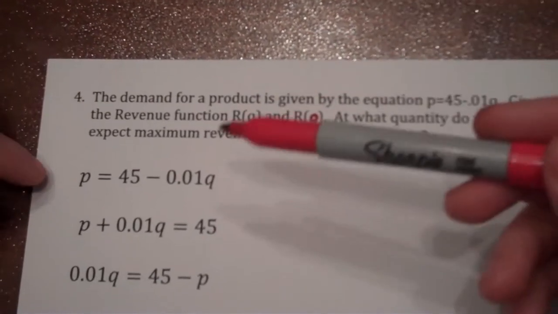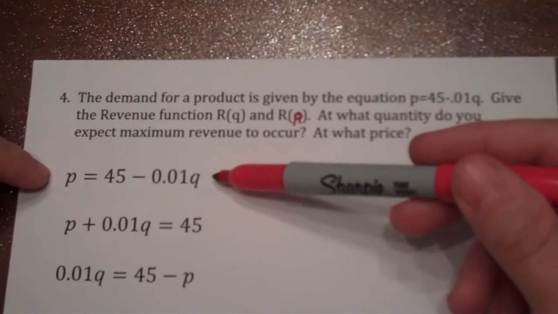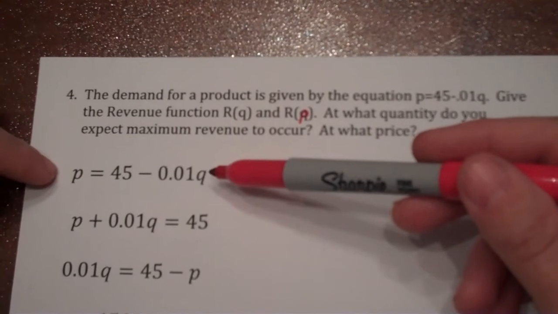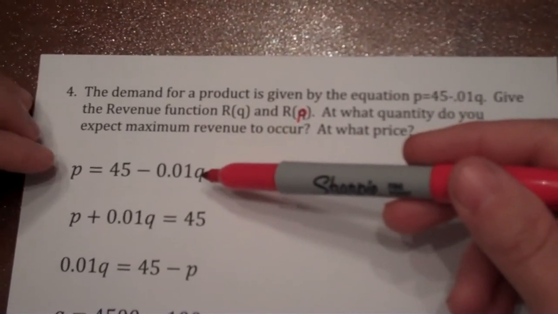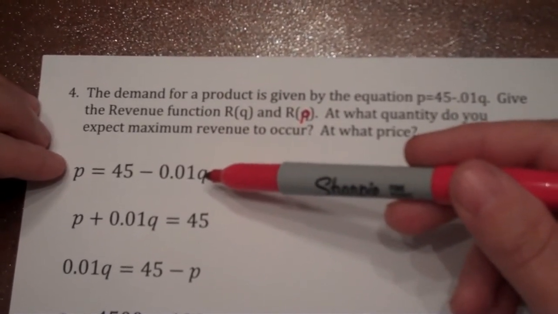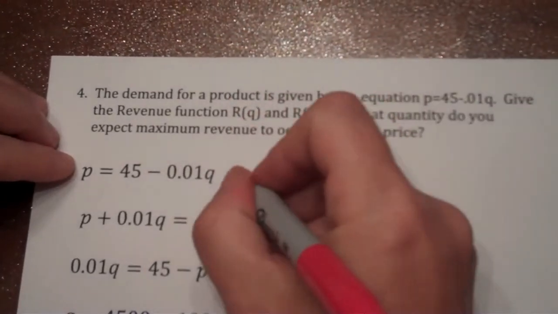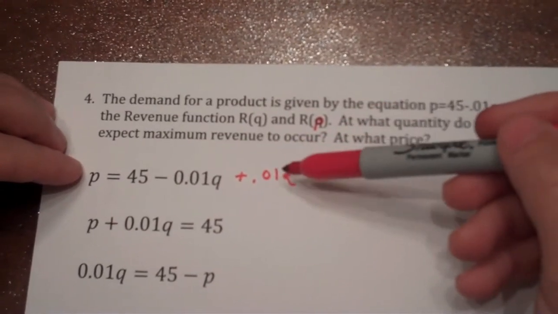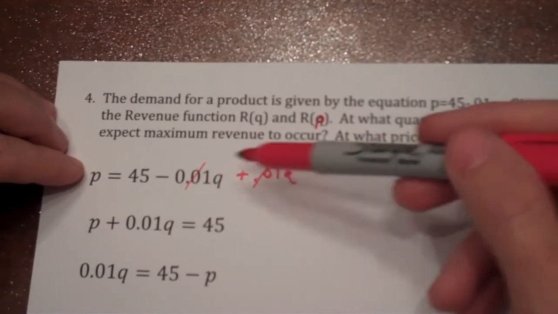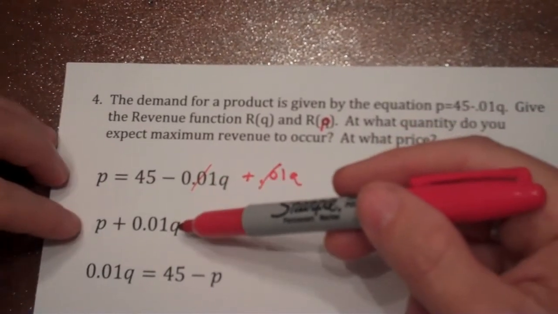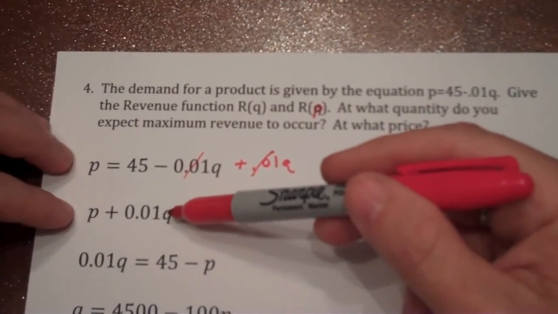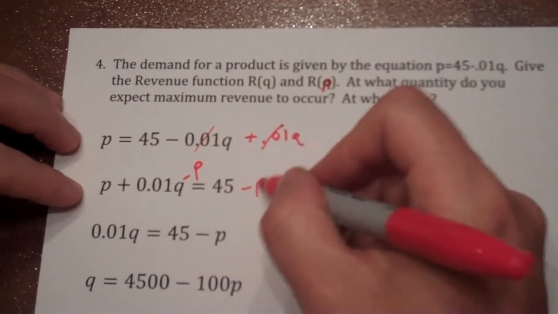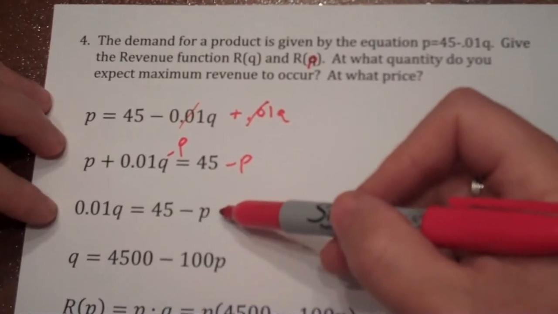So let's start with our demand equation, which I have again copied down for you here. I'm going to go ahead and solve this for Q so that I can have it expressed both in terms of P and in terms of Q. So first thing I do is I go ahead and I add 0.01Q to both sides. When I do that, that cancels out on this side. Adding the 0.01Q to the other side gives me P plus 0.01Q on that side. I now will simply subtract P from both sides of my equation, which leaves me with this equation.